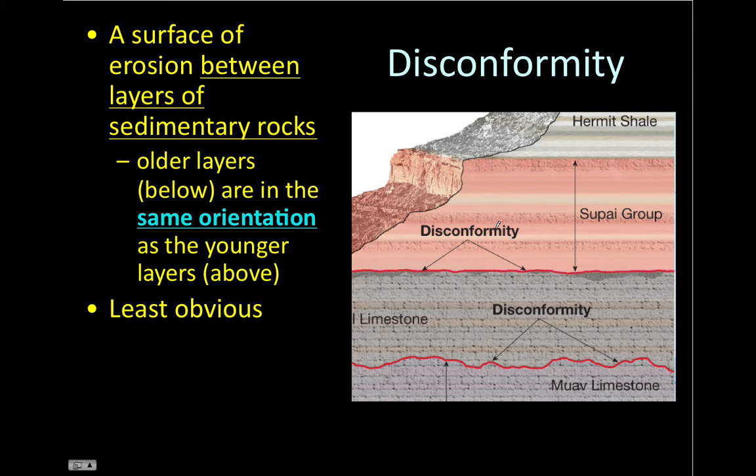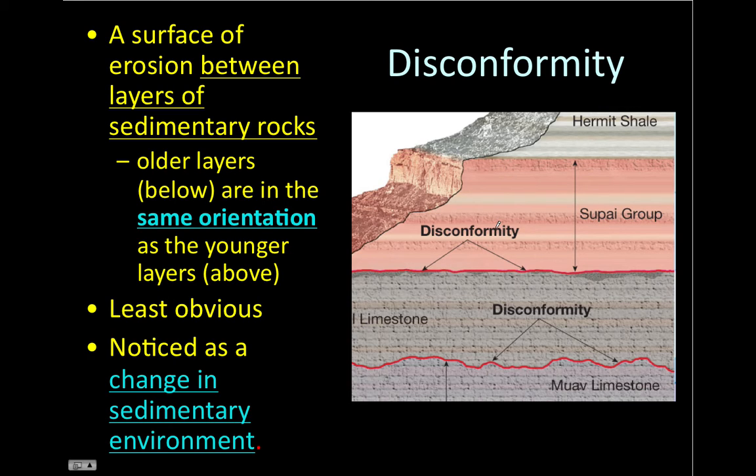This type of unconformity really is the least obvious because you would really have to look and see where an erosional surface is present, because you wouldn't see any obvious angles between the layers. And this would be noticed as a change in sedimentary environment. So you could have new sedimentary rock layers depositing down from a very different sedimentary environment from an older group of layers.